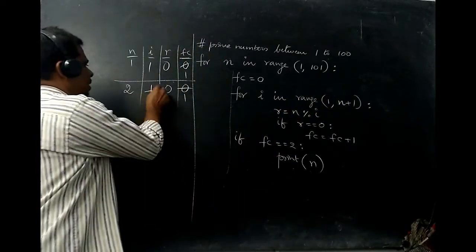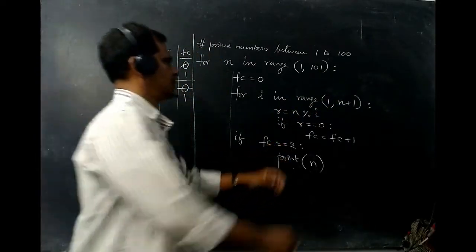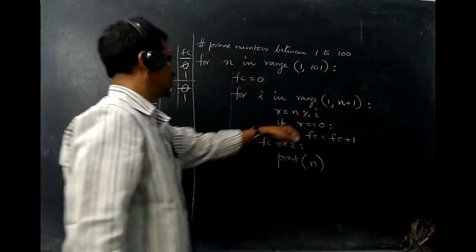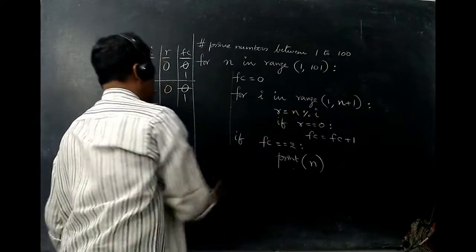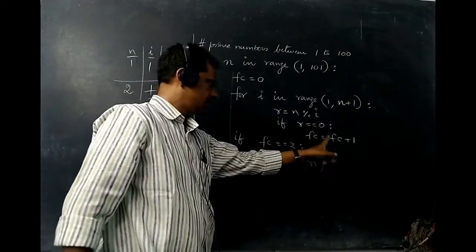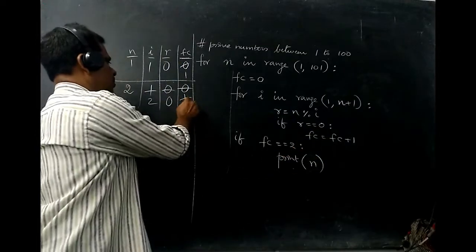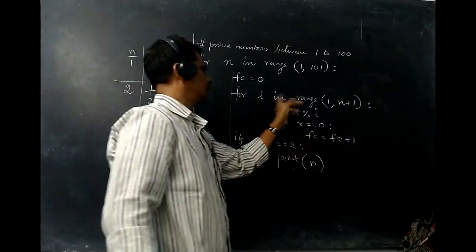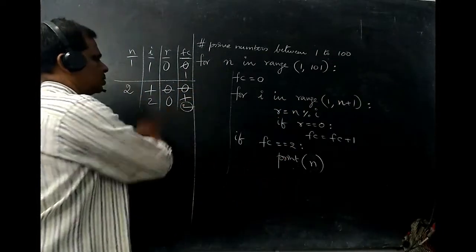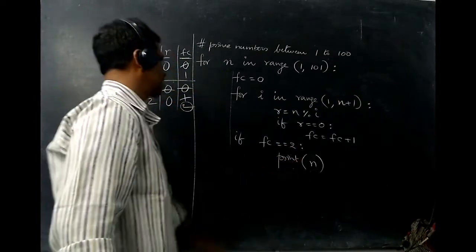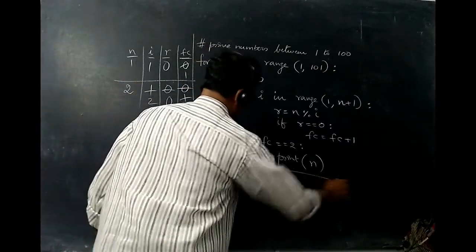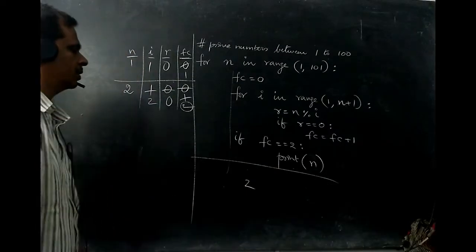Right? I value is now 2, because the range is 1 to 3, which gives 1 to 2. So 2 % 2, what is 2 % 2? 0. Is it 0? Yes. Factor count is equal to 2. Then I crosses the range and comes out. What is FC by the time? It is 2. Therefore it prints n. What is n now? Number 2 prints. It is my first prime number between 1 to 100.